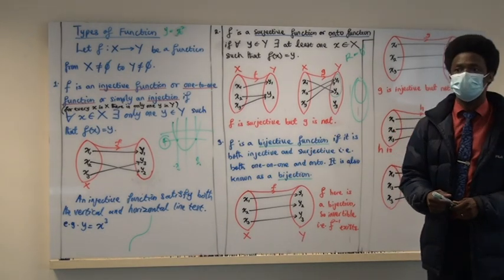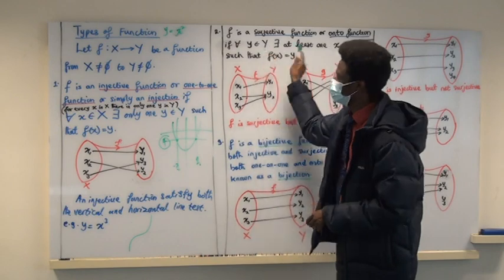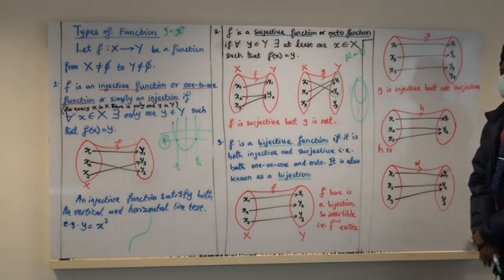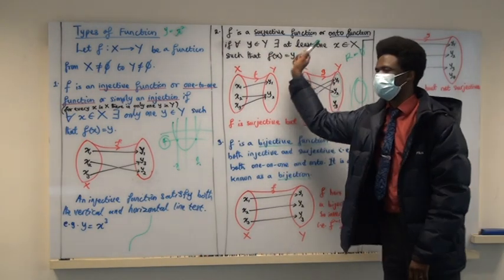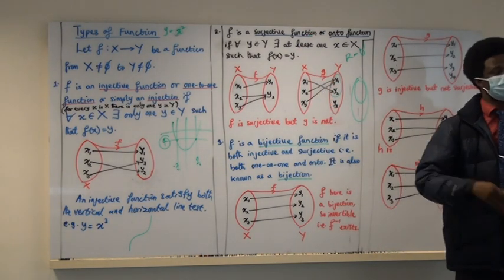Now, bijective. Bi has to do with two. It means it does satisfy these two properties. If it satisfies these two properties, it is a bijection or a bijective function.